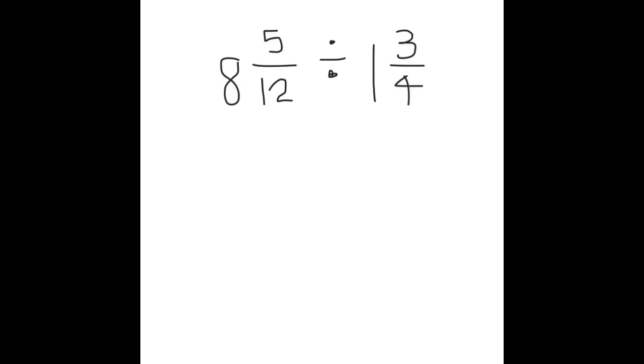So the first thing, when you have mixed numbers and you're dividing, you have to remember that the rule for dividing fractions is that you keep the first, you change the sign from divide to multiply, and you flip the second. But you have to turn these mixed numbers into improper fractions. And to do that, you multiply the denominator by the whole number, and then you add the numerator. Kind of goes like this.